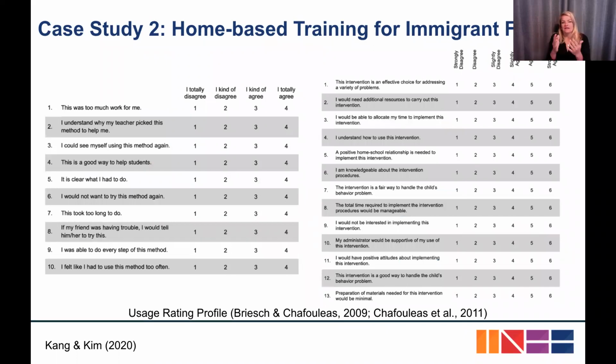So one idea is to do it through this type of questionnaire. Here you see a usage rating profile developed by the University of Connecticut, and they allowed one child version and one caregiver version or a teacher version where they're able to evaluate the feasibility, the acceptability, and how it reflects the larger system within the family or classroom.